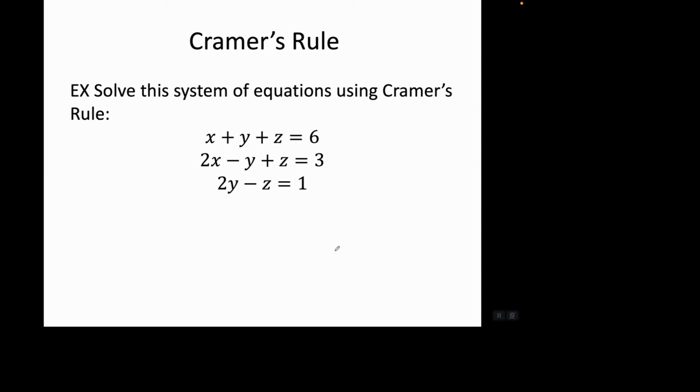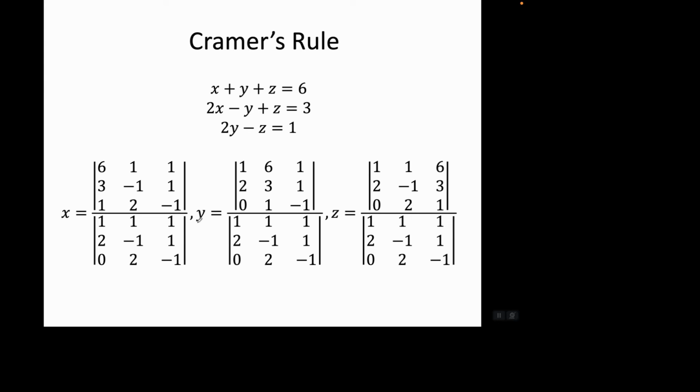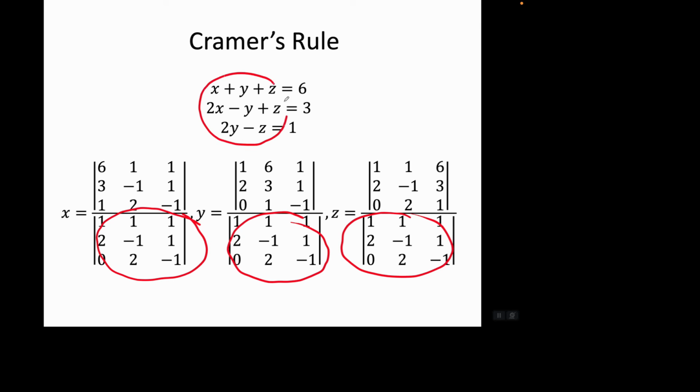Solve this system of equations using Cramer's rule. x plus y plus z equals 6, 2x minus y plus z equals 3, 2y minus z equals 1. So we know what the denominator is going to be. It's just the determinant of the coefficient matrix: 1, 1, 1, 2, negative 1, 1, and 0, 2, negative 1. The numerator is going to be the same, except we're going to replace the first, kind of missed it there, or the second, or the third column with 6, 3, 1.